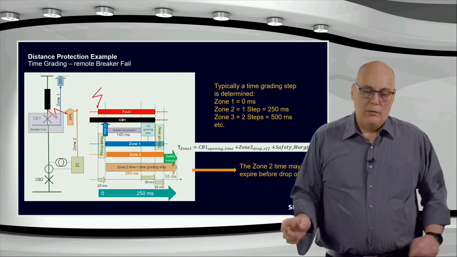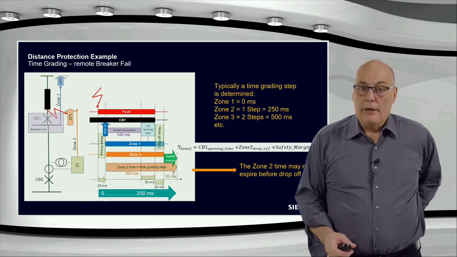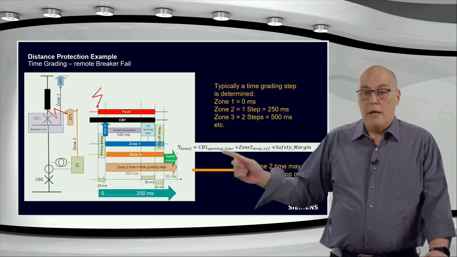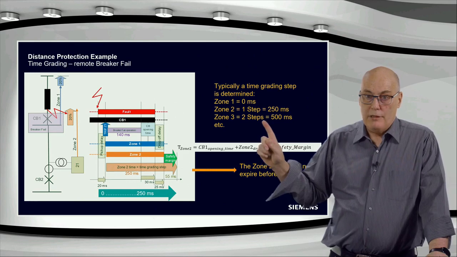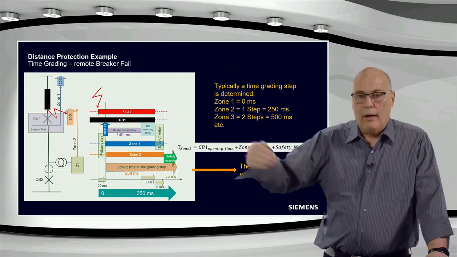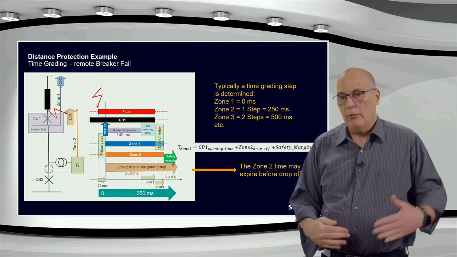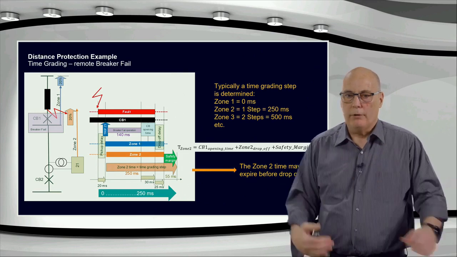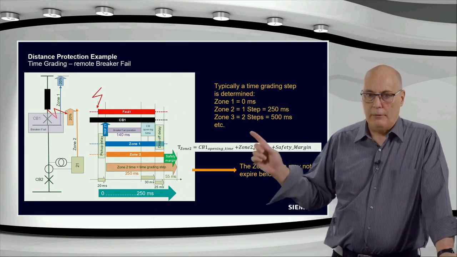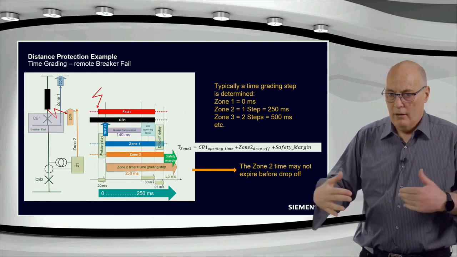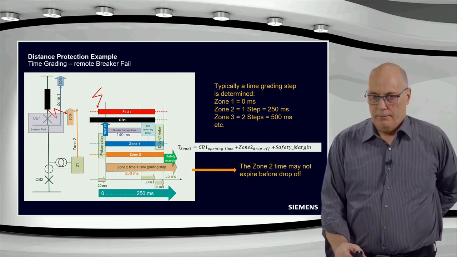So that's the reason why one needs a time grading step. And typically this time grading step is then applied throughout the system. As you go through a next stage that needs to be graded, with that you increment by 1 time grading step as such. And this time grading step is therefore typically defined for a complete interconnected system.